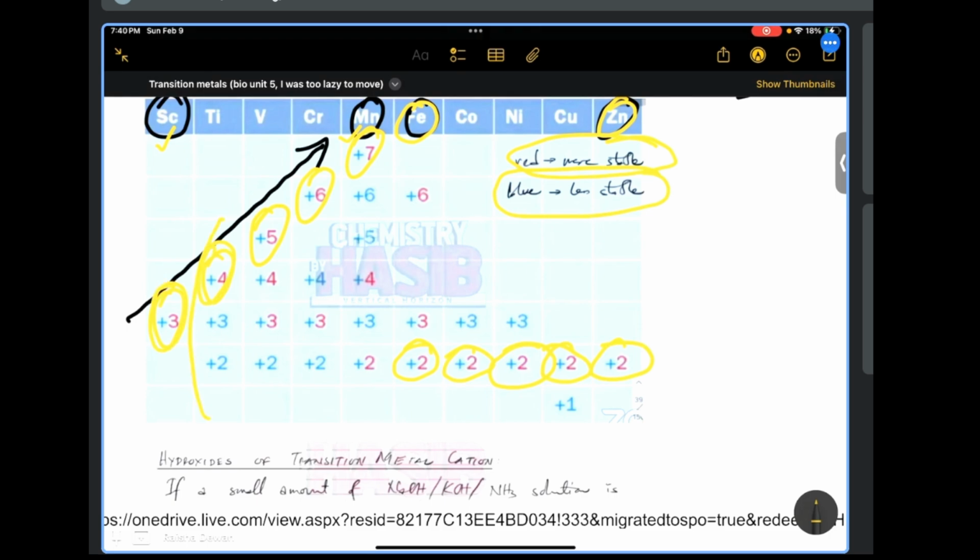Let's say here, the bigger one is 4. The oxidation number +4 is more stable. Here, the bigger one between all of them is 7. You can also notice that 7 is the more stable one. But here, from iron to zinc, the smaller ones are more stable. They are red colors. Why is that happening? Can anyone explain to me?